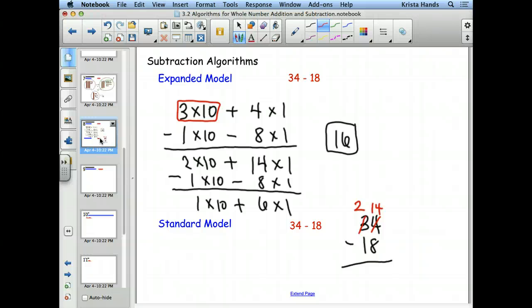And we did that so that we can then subtract, right? So I can actually do 14 minus 8, which is 6, and 2 minus 1, which is 1. So it's just a compact way of doing the expanded model. That's all the standard model is. It's a compact or efficient way of doing the same subtraction that the expanded model did.